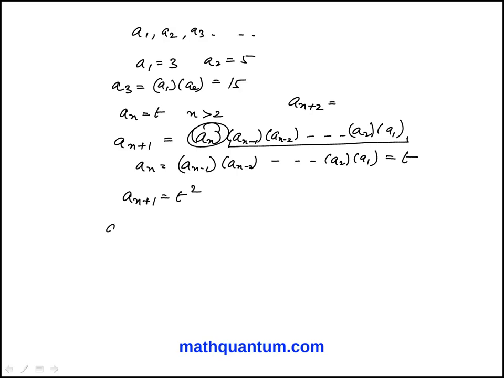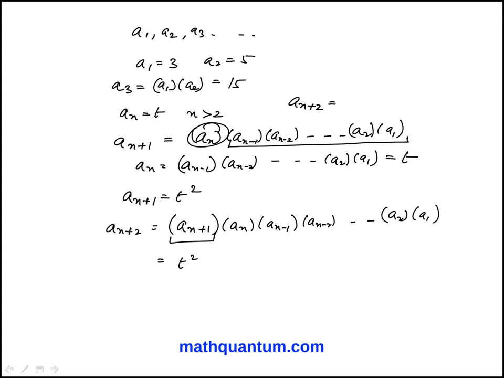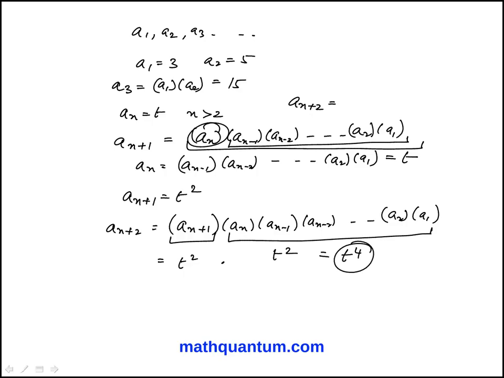They're asking for AN plus 2, so AN plus 2 is AN plus 1, AN, AN minus 1, AN minus 2, and so on. It's good to write descriptively. And we know that AN plus 1 is T squared. What about this term? Well, that is the same as AN plus 1 as well, as you notice here. So it's the product of T squared times T squared, which is T to the 4, and that is answer choice D.